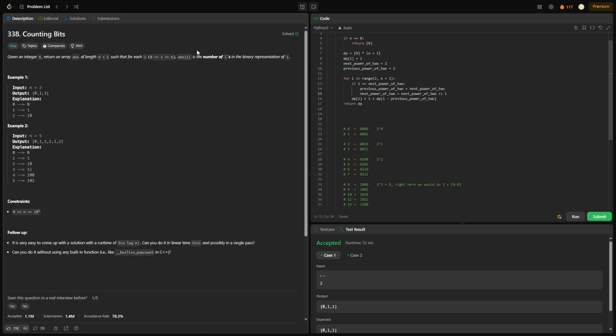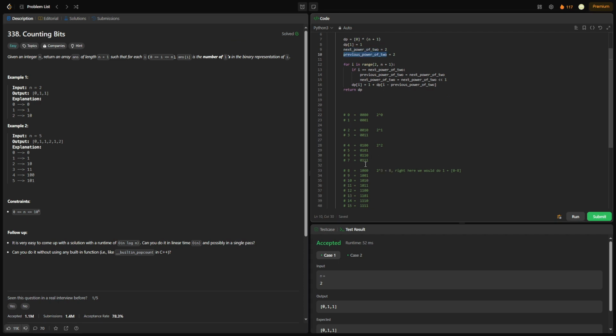Okay, so again, with these two variables, the point of them is that, right, if we're at this 7, we want to do 7 minus 4, right? Because again, this is our formula: I minus the last power of 2 we saw. If we're at the 7, we want to do 1 plus dp of 7 minus 4. But when we get to this 8, we want to update this last power of 2 variable.